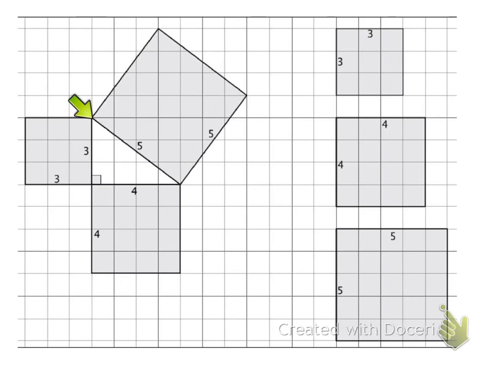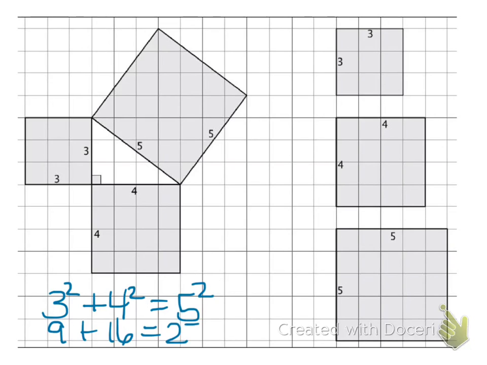Okay, so if we think of the area model, we would have 3 squared plus 4 squared is equal to 5 squared, if we just put this in the Pythagorean theorem. And that's true because this is 9, and this is 16, and 9 plus 16 equals 25.